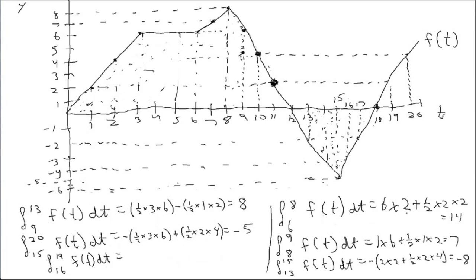So 1 minus, 1, 2, 3, 16, 1/2 of 2, which is 1 times 6. Oh, no, it doesn't go down to 6. It goes down to 4. So 1 minus 4, so the area is -3.